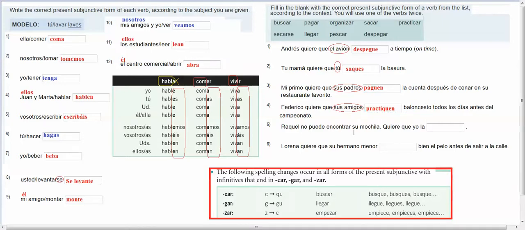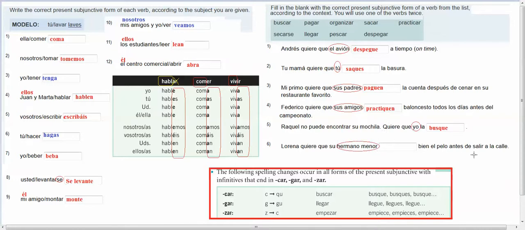Raquel no puede encontrar su mochila, quiere que yo blank. So she can't find it, she wants me to look for it, buscar. But it's I who's going to be looking for it. Okay, so I put in buscar. Okay, if I'm conjugating for yo, I get rid of that AR. For the yo, I'm going to add an E. But then that takes that verb buscar to busce. We want it to still be busque, so I'm going to get rid of that C and replace it with a QU.